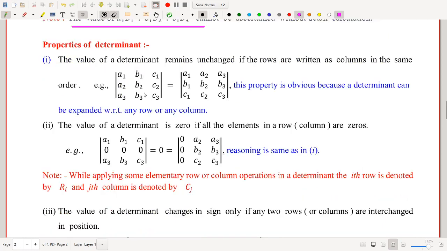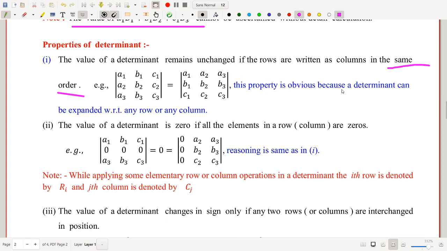Properties of determinants. Now we see. The value of a determinant remains unchanged if the rows are written as columns in the same order. Important, in the same order. This is the determinant, as we usually write. Now what we have done here: the first row is written as the first column, the second row as the second column, the third row as the third column. Both sides are the same.